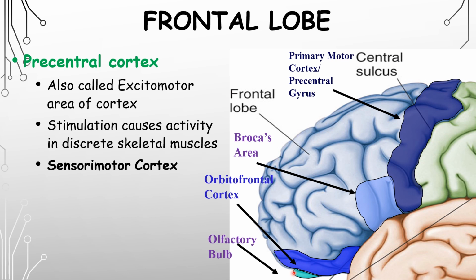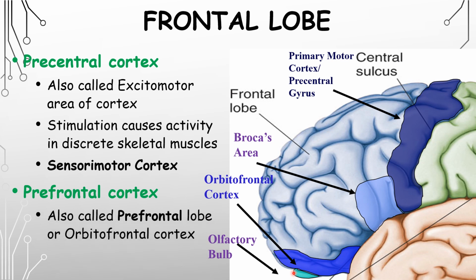Nowadays the stimulation of the motor areas also causes some sensory perception. That is why it is also called the sensory motor cortex. Prefrontal cortex, it is also called the prefrontal lobe or the orbital frontal cortex. It is located anterior to Brodmann's area 8 and 44.